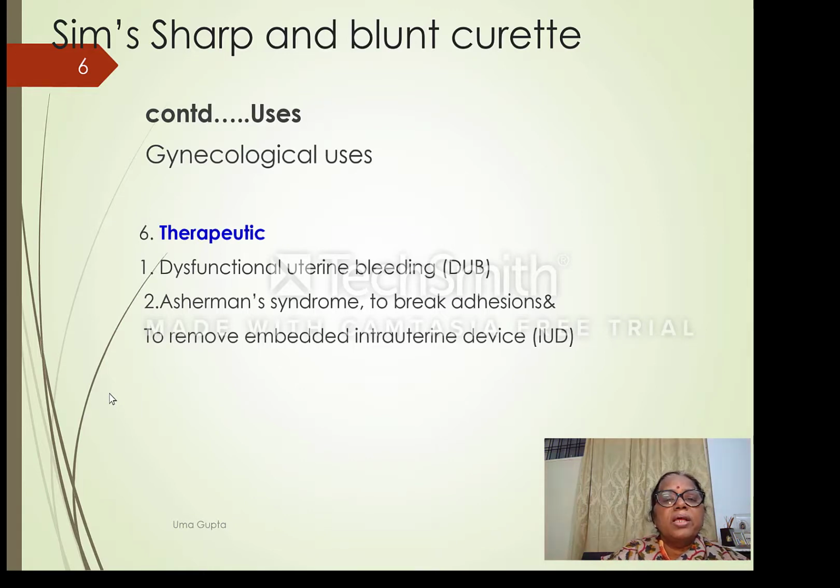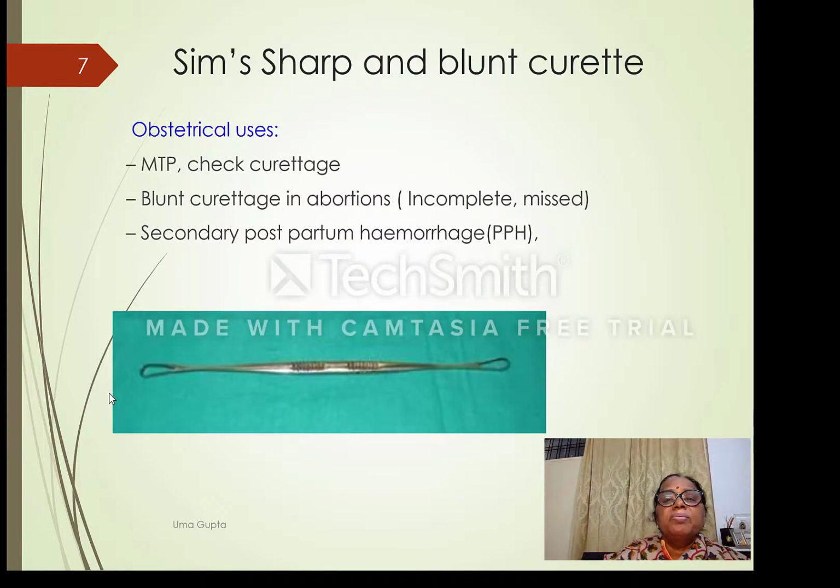Continuing to the gynecologic as therapeutic. In cases of the dysfunctional uterine bleeding, you scrape the whole of the endometrium from all the walls, and thereby it helps in causing cessation of the bleeding, and the patients sometimes get improved for more than say 6 months. Then second, in cases of Asherman syndrome, it is used for breaking the adhesions, and after that IUCD is embedded inside, which keeps the wall of the uterus separated and prevents adhesions.